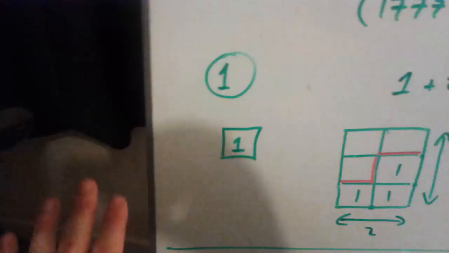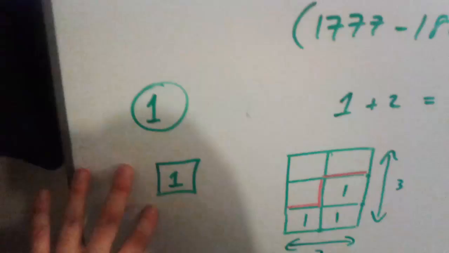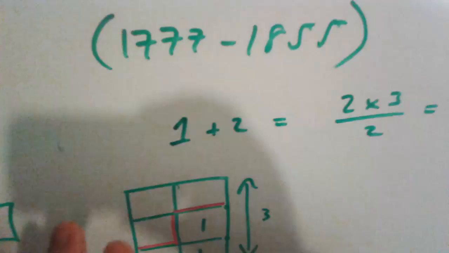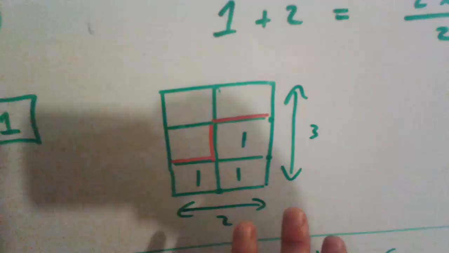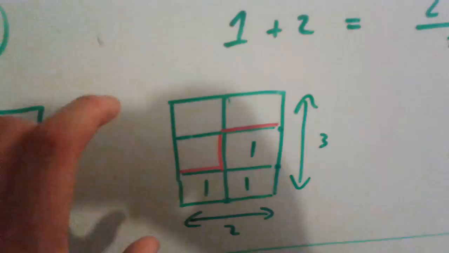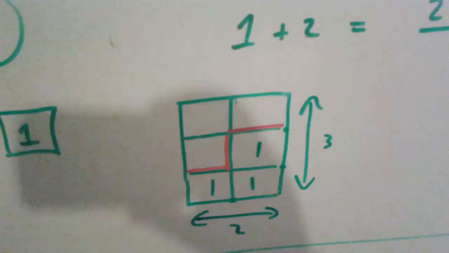If you want to count the number 1, all you need is 1 square, right? So you get 1. Now, if you want to add 1 plus 2, you don't necessarily have to go 1 plus 2, right? Which is 3. What you can do is create a 2 by 3 rectangle, right? That's a 2 by 3 rectangle. Get the area of that rectangle and cut it in half. And that will give you the result of 1 plus 2.